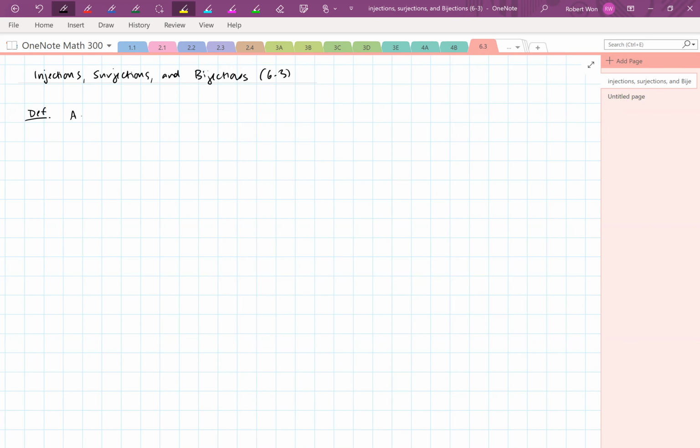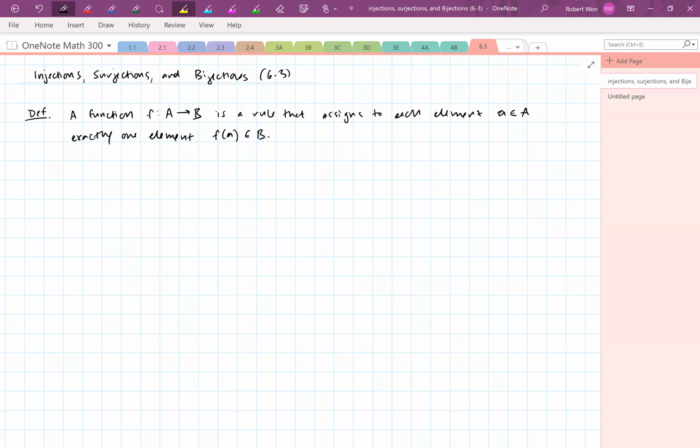So we said that a function f from A to B is a rule that assigns to each element of A exactly one element, which we call f of a, in B. So you can think of a function as a domain, a codomain, and a rule that tells you what the function does to each element of A. It spits out one element of B.